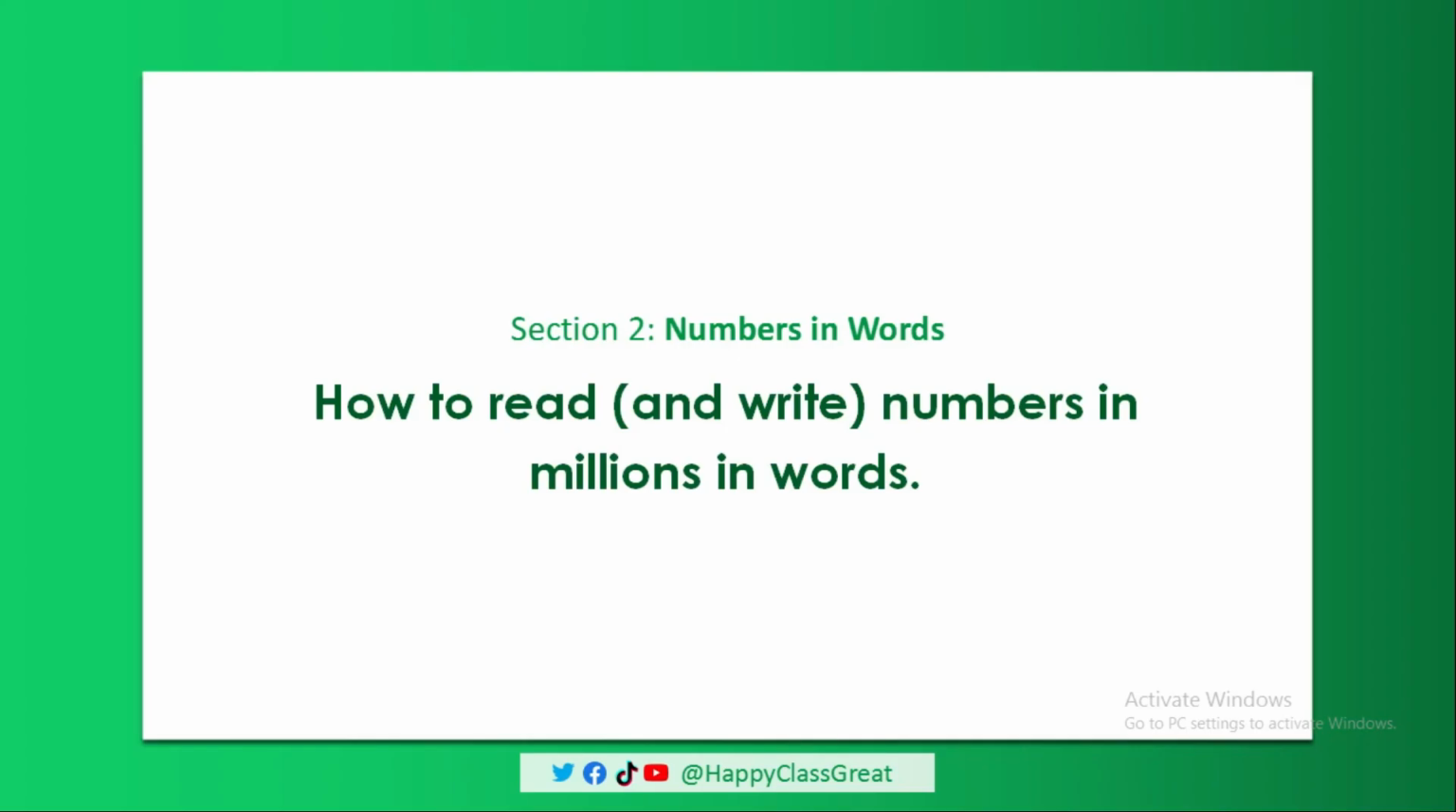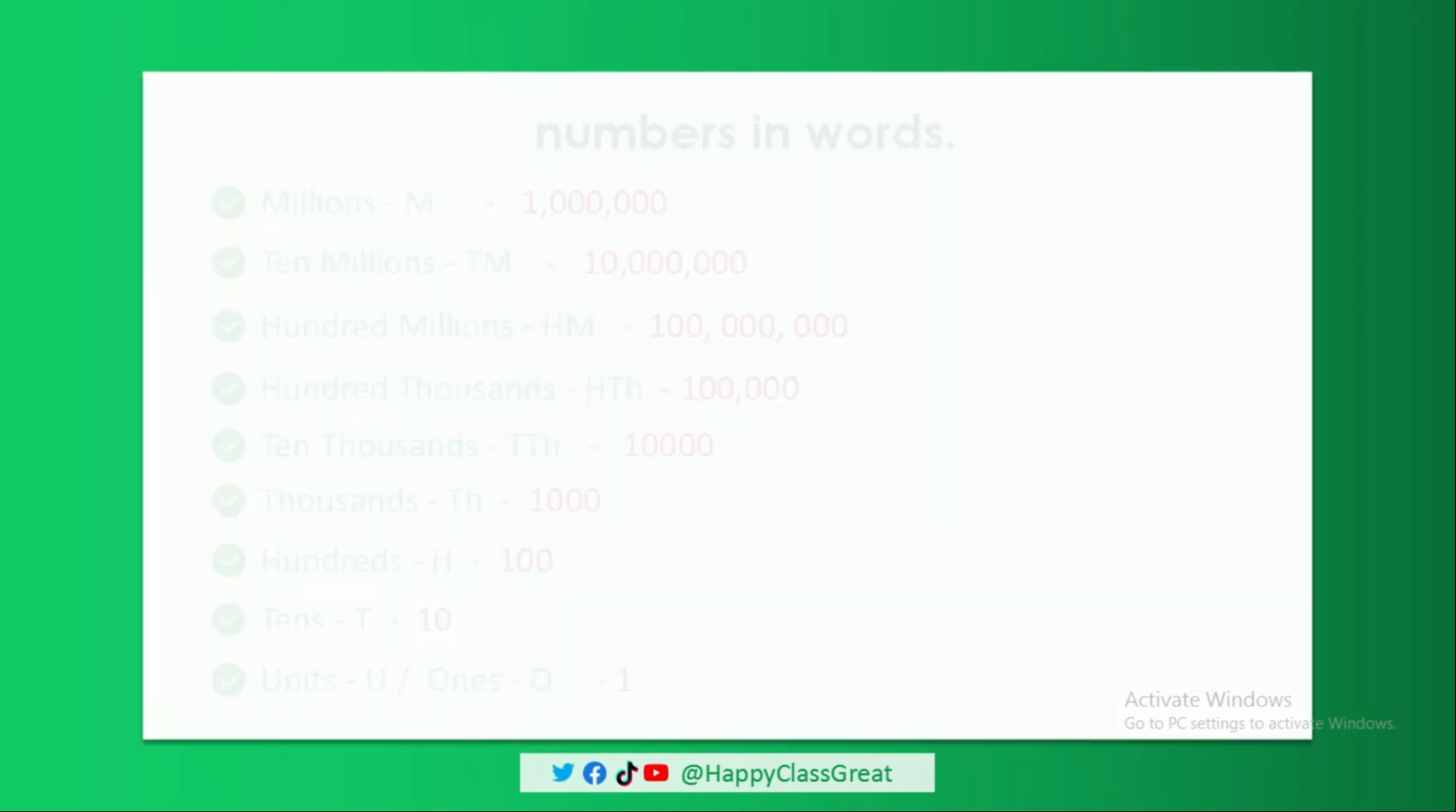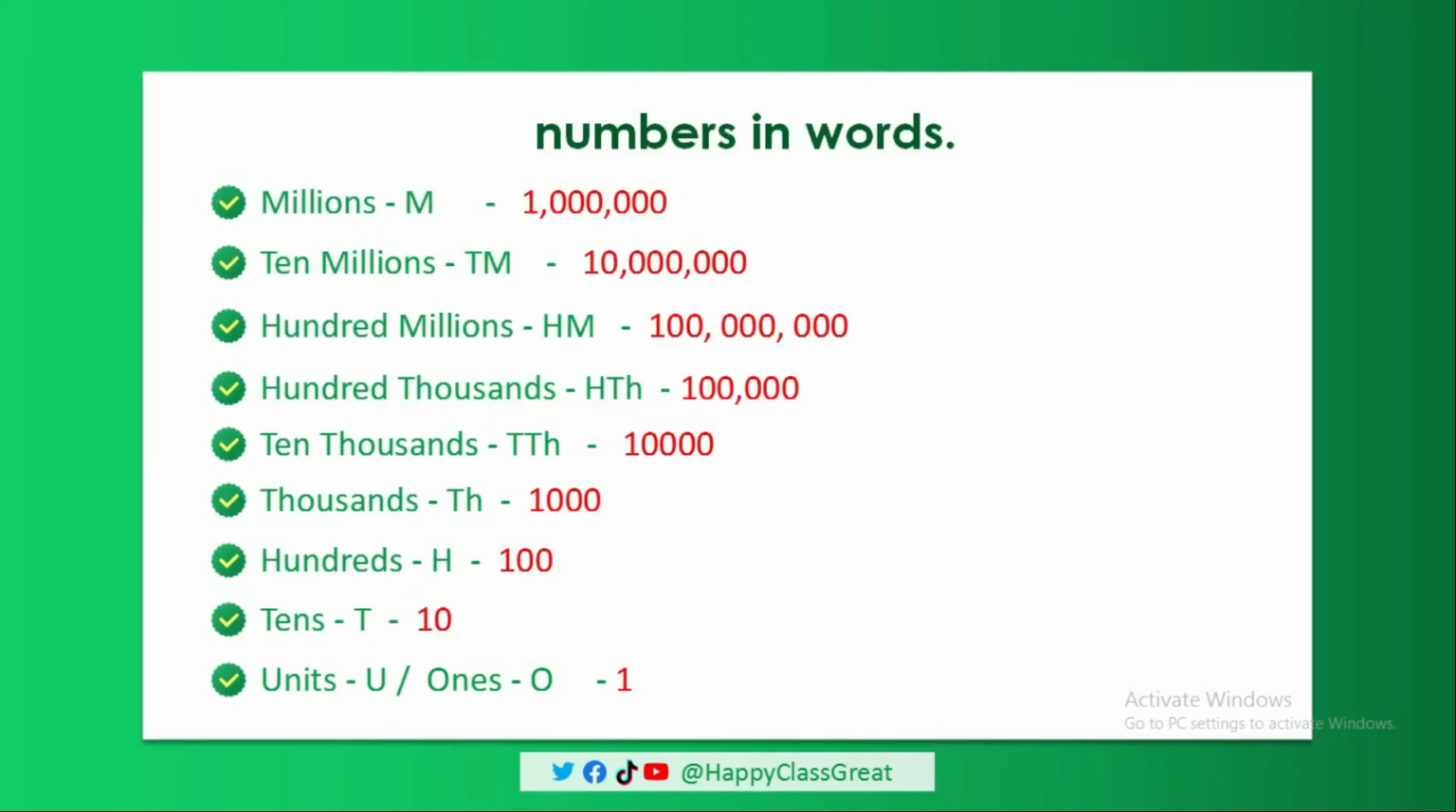Welcome to section number 2, where we'll talk about numbers in words. So this is just the basics of how to read and write numbers in millions in words. The first thing I want you to understand is that there are some numbers in words that you need to understand. The first is million. We have million here, which is millions, and you can see the spelling here.